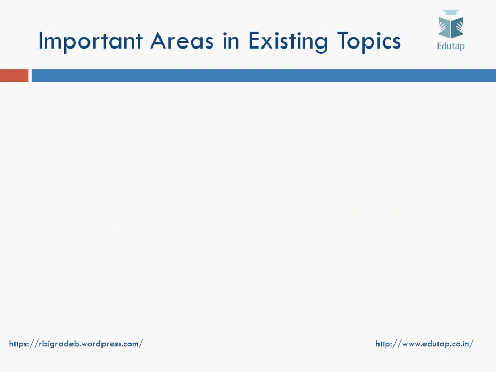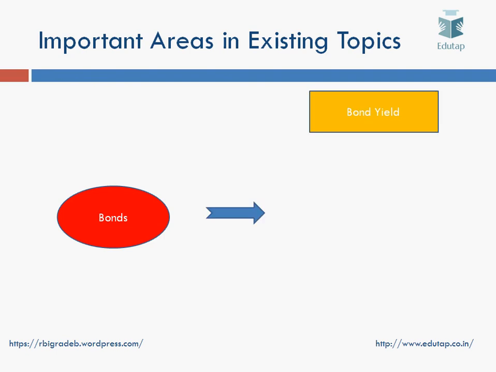So what are all the important areas in the existing topics? Existing topics means the topics from which numericals were asked in 2016. So the first one, at the top of the list, is bonds. Well, that is a favorite topic, and due to the decrease in interest rates last year, it has become even more important. So within bonds, the important topics are bond yield and bond pricing. These were the topics from which numericals were asked last year.